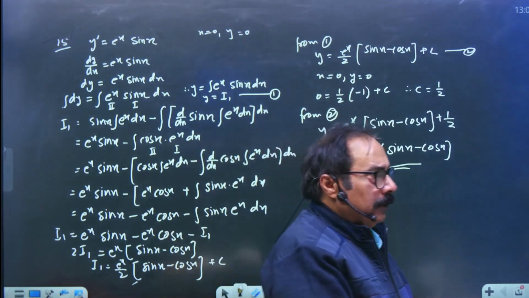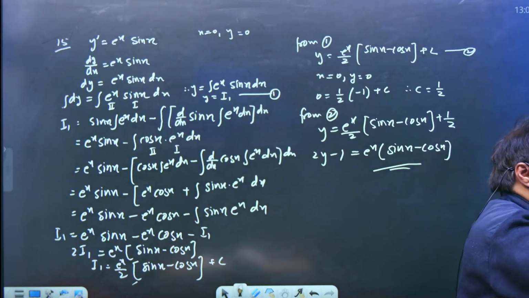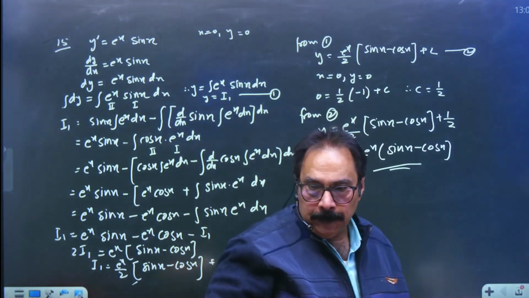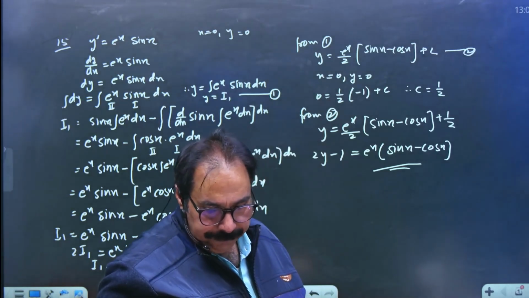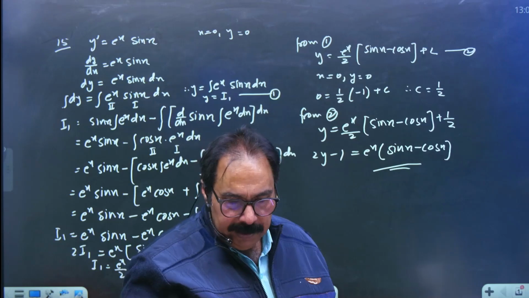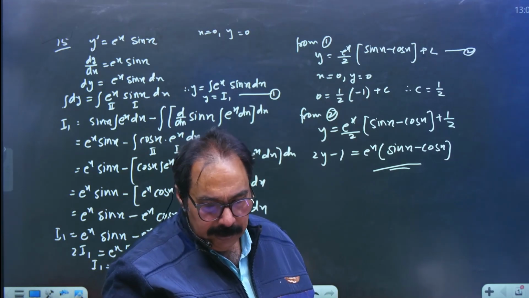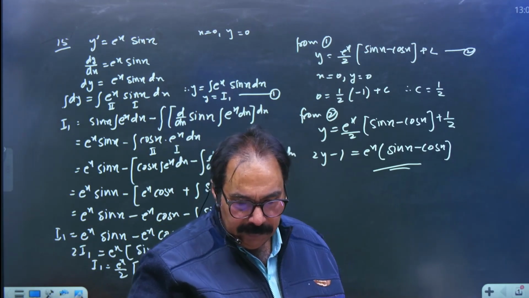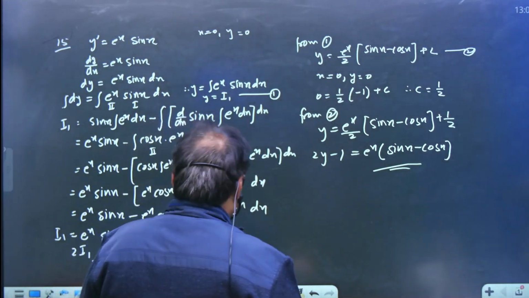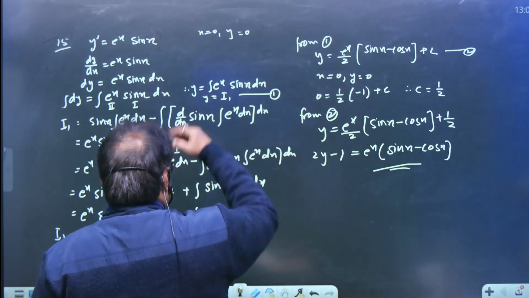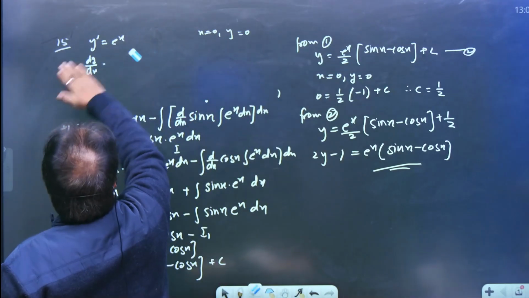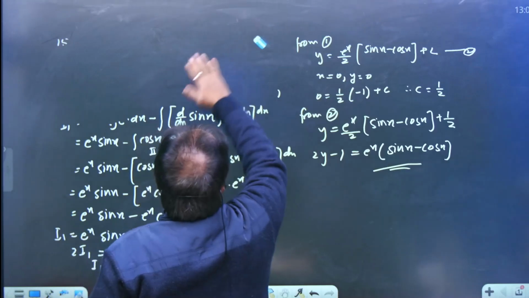Now the next question is the word problem. The question number 16. For the differential equation x dy by dx is equal to x plus 2 into y plus 2, find the solution of the curve passing through the point 1 and minus 1. The same type of question. In the previous question, it was passing through the origin, and now in this question, it is passing through the point 1, minus 1.